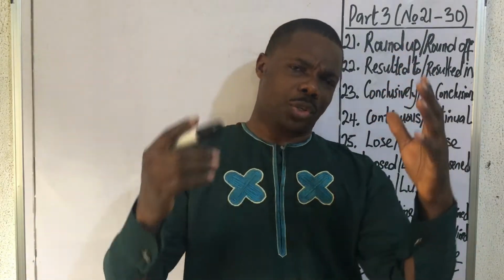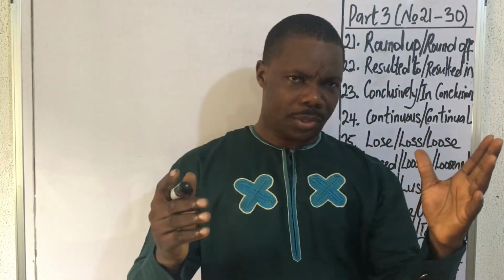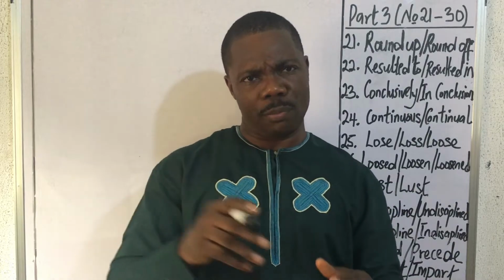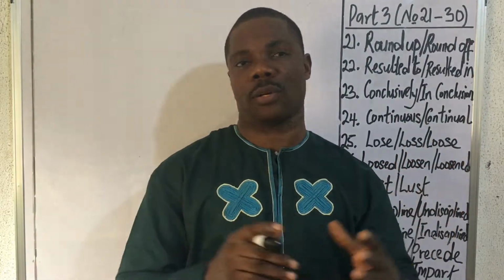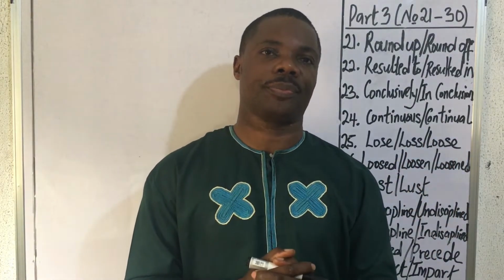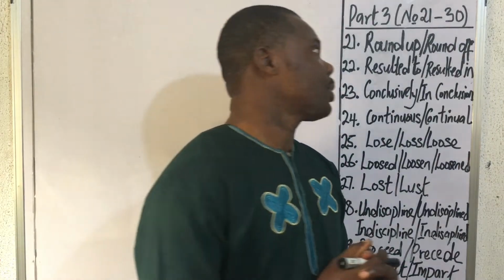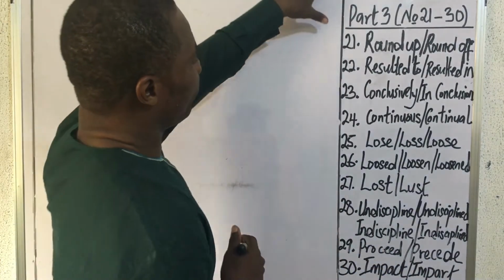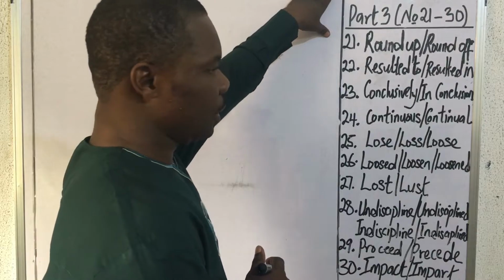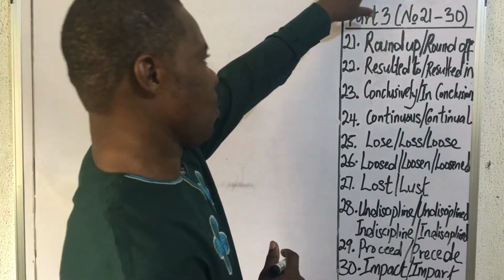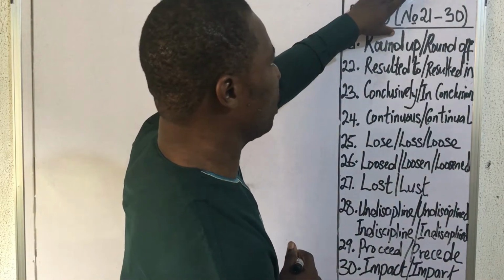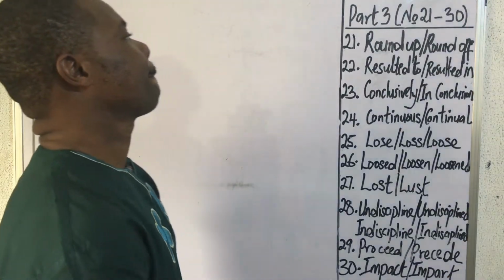Today we want to continue in a series of 10 videos entitled 100 Commonly Misused Words Used in WAEC, NECO and JAMB Lessons Structure. And we shall be taking on the third part of the series today, which captures words number 21 to number 30.